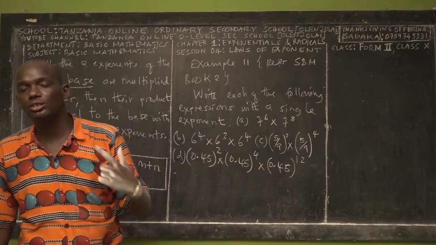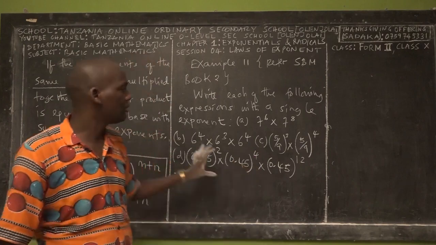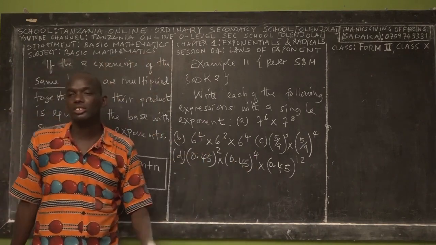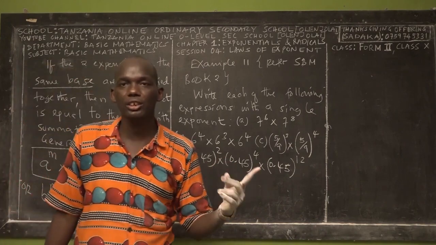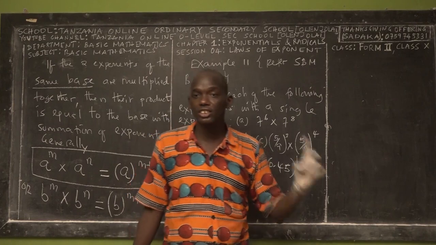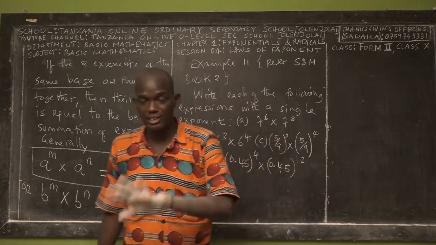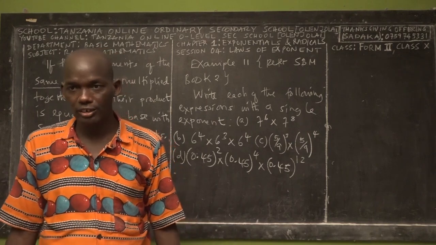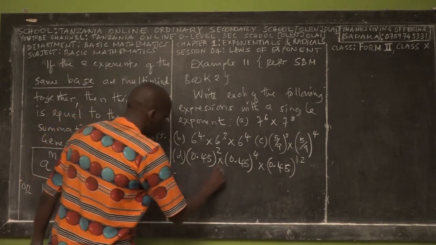So the question asks you to write each of the following expressions in a single exponent. What does a single exponent mean? A single exponent is a number with a single base and a single exponent, and there is no multiplication sign in between, right?